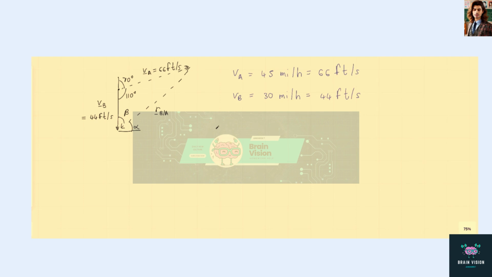Using the law of cosines, we have that the speed of B relative to A squared is equal to 66 squared plus 44 squared minus 2 times 66 times 44 times the cosine of 110 degrees, which means that the speed of B relative to A is 90.99 feet per second.